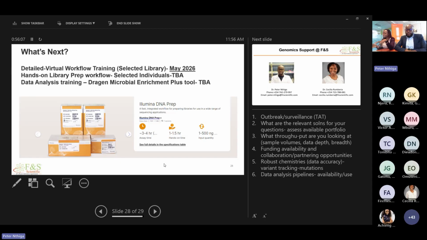I think some of you are already doing these workflows routinely and are excellent at it, but we'd love the opportunity to also introduce some of you to the end-to-end workflow. Then that will be followed with the data analysis training on the drug and microbial enrichment plus tool. I've seen some people have said the training and maybe the exposure to these tools might be a challenge. So we're looking forward to that in the future.